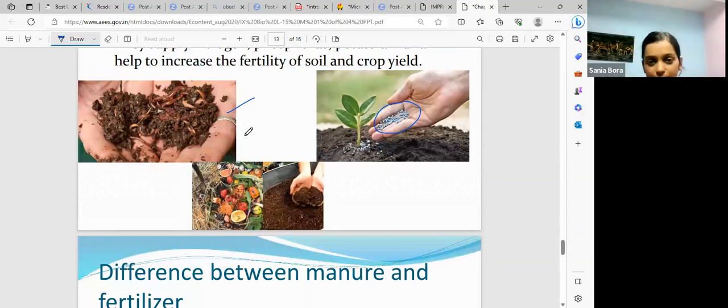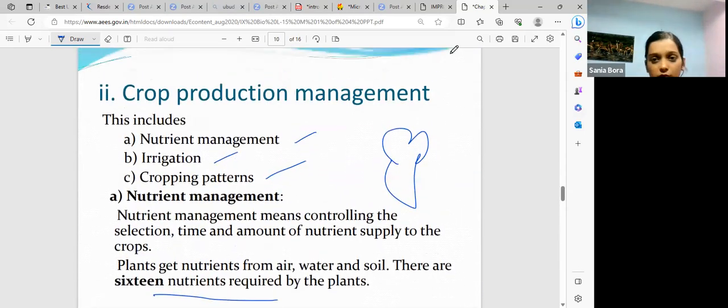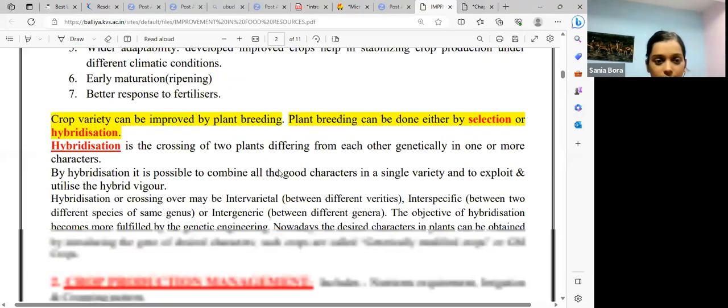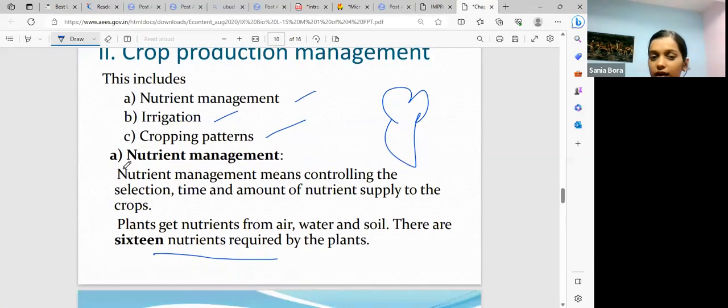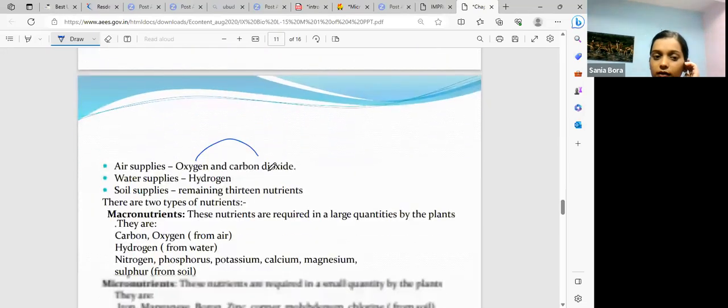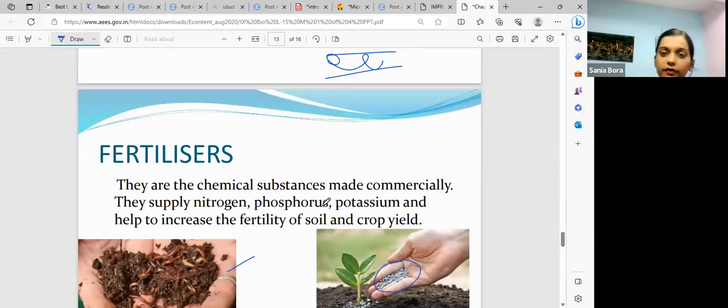So what you are going to do, first of all, you will write crop production management. Over here, nutrients of this type, you will write this. This includes A, nutrients management. Then manure and then fertilizer. Then we will do the difference between manure and fertilizer. Very, very important.